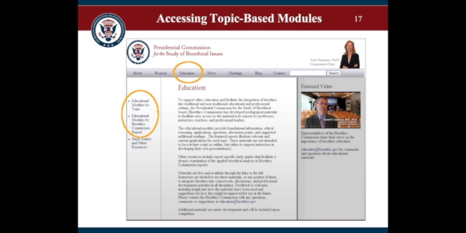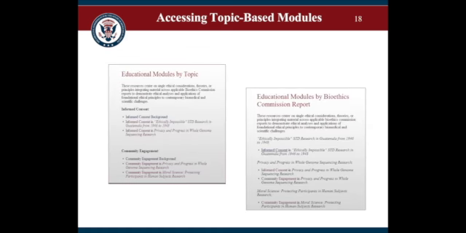On the left side of your screen, in that circle, you can choose to view the modules either by topic or by Bioethics Commission report. Clicking on one of those options will then take you to the appropriate page, which will look like one of these. On the left, you can see one page organizing all the currently available modules according to topic. Each topic includes a background module and relevant report-specific modules. The background module provides foundational information, ethical reasoning, applications, questions, discussion points, and a list of additional resources.